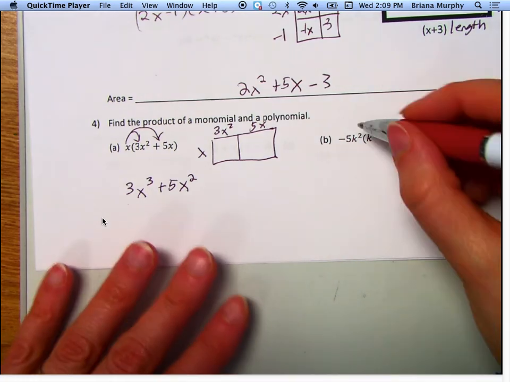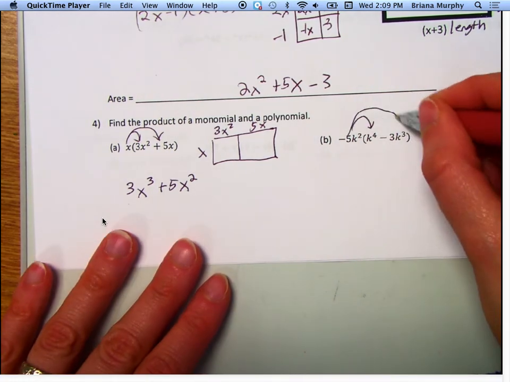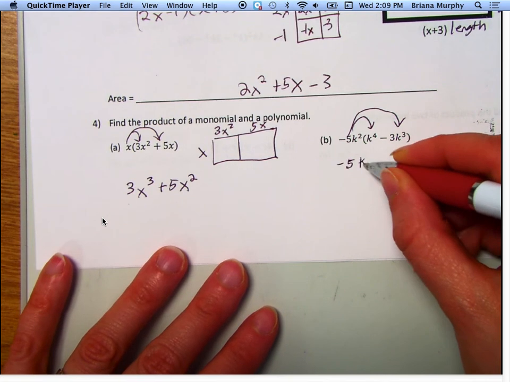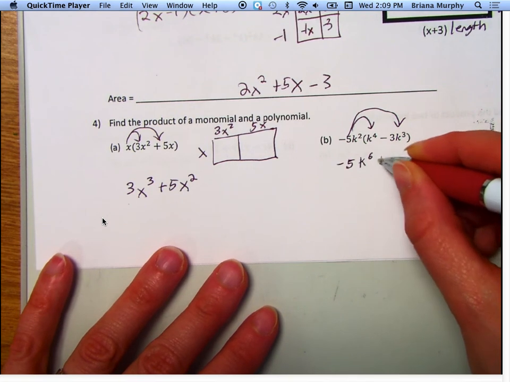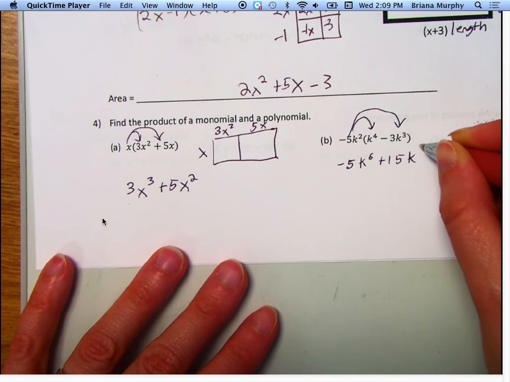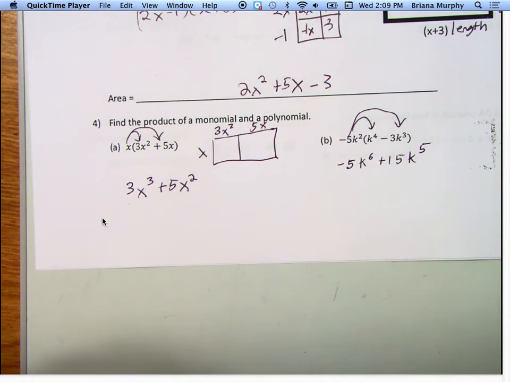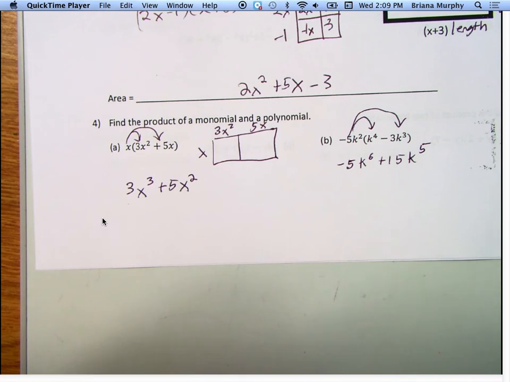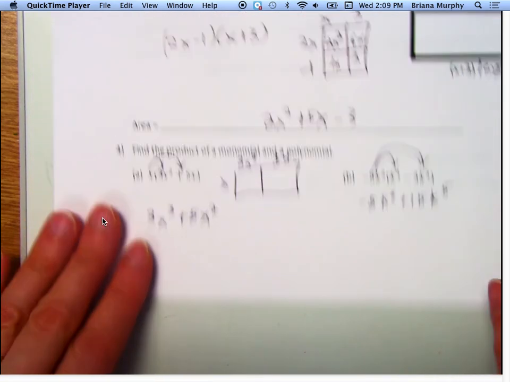Okay? We're gonna do the same thing for b. Again, you can do a 1x2 box if you want. Negative 5k to the 6th plus 15k to the 5th, right? You're just adding the exponents. How did you get 15? Negative 5 times negative 3, positive 15.